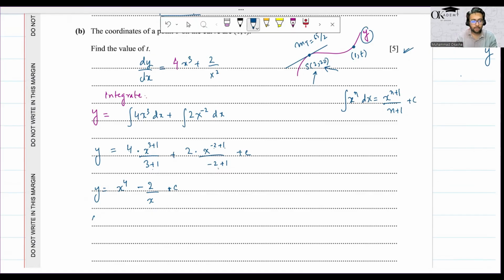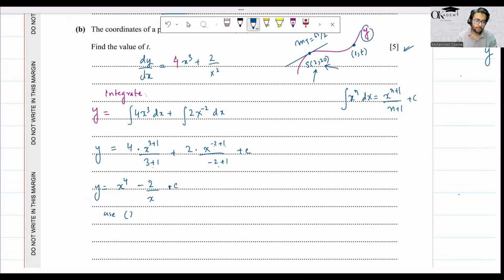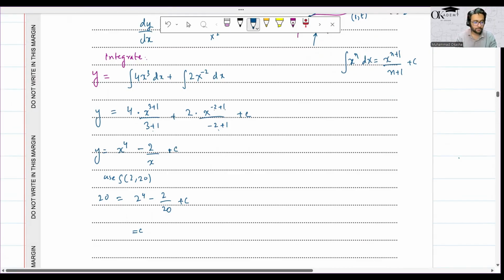So I'll use 2 comma 20, which is point S. Instead of y, I'm going to put 20 equals 2 to the power of 4 minus 2 over 2, plus c. I'll let you solve it. I'm not going to solve it for you. I'm going to get the value of c, which is going to be 5. Okay, you can solve it. I would highly recommend you take your time and actually solve it.